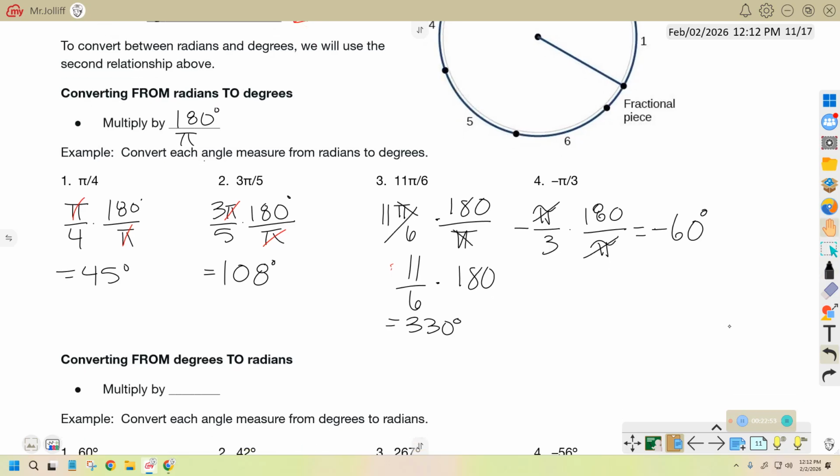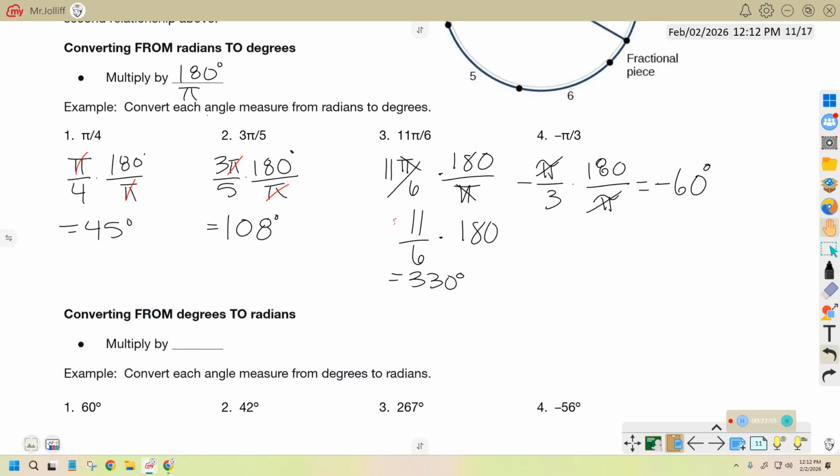Question. If we know to get from radians to degrees, I multiply them by 180 over pi, what am I doing to get from degrees to radians? Pi over 180, yeah, because I need to undo what I just did. Multiply by pi over 180.